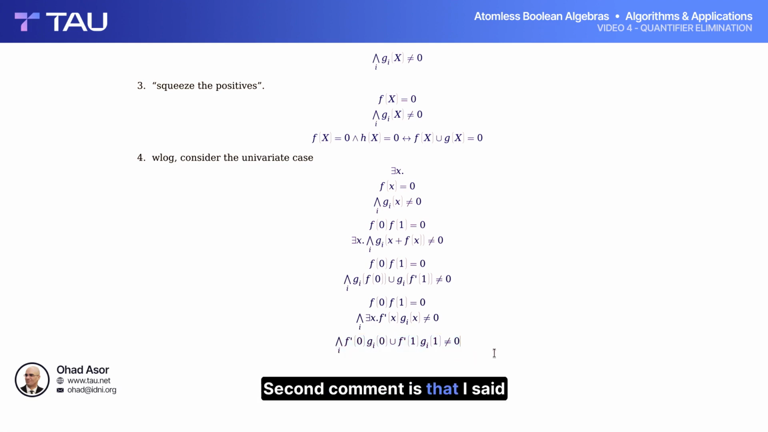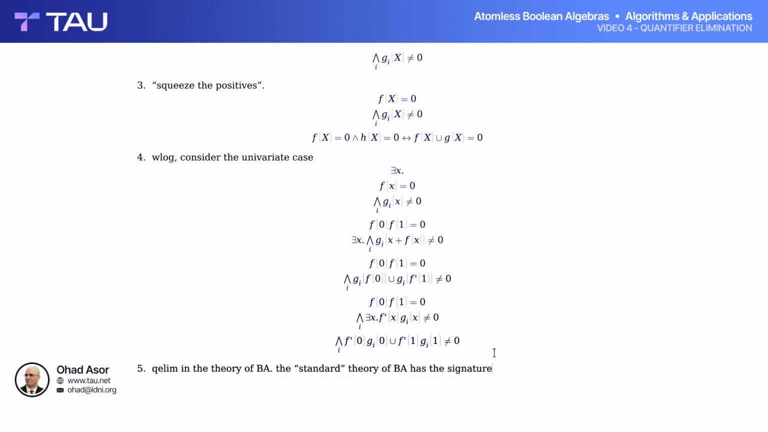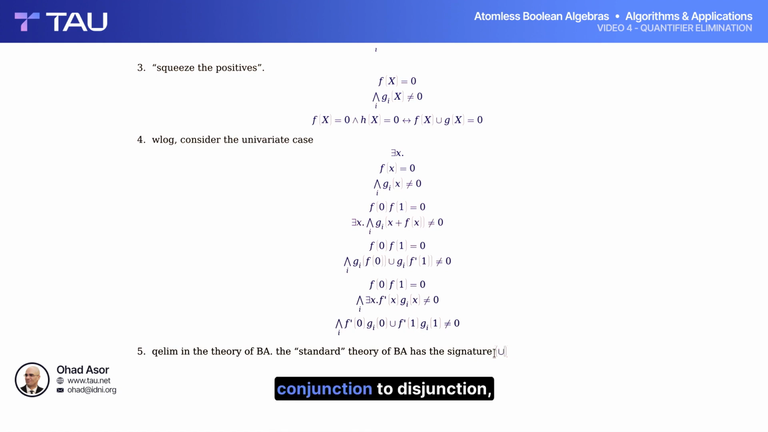Second comment is that I said that this is quantifier elimination in the theory of Boolean algebra, but there is more to it. The standard theory of Boolean algebra has the signature conjunction, disjunction, complementation, 0 and 1. If this is your signature, then you can express only simple Boolean functions. But here we solved it for all Boolean functions, not only simple Boolean functions.